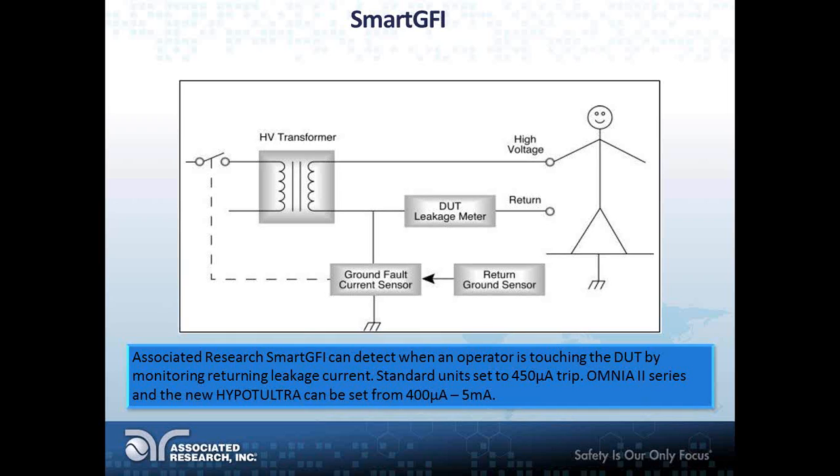Whereas some of our more advanced and all-in-one analyzers have a variable range, a range of current that can be set by the user, from 400 microamps up to 5 milliamps. These instruments include the Omnia 2 series and the new Hipot Ultra. Again, the SmartGFI on these instruments is user adjustable. The user can actually go in and set a value and program the instrument to trip if it sees this much current deficiency during the Hipot test.